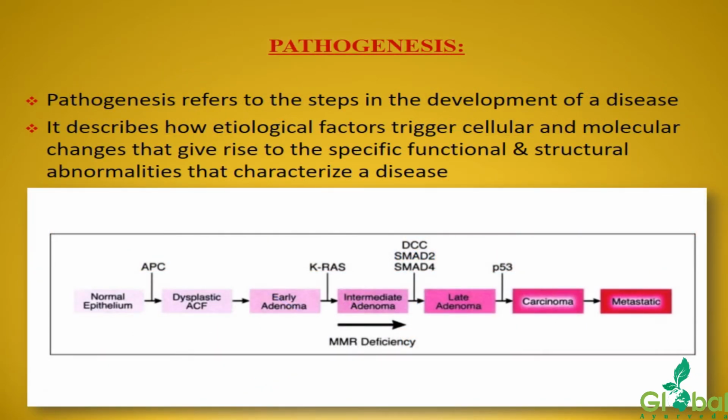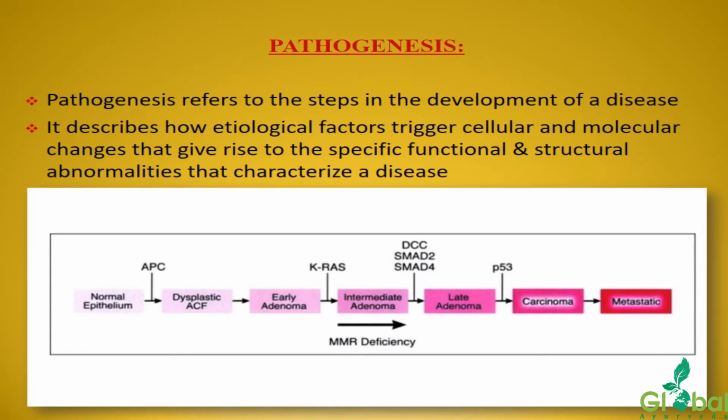Pathogenesis refers to the steps in the development of a disease. So complete development of a disease will happen in a stepwise manner, from the exposure to the causative factors till the manifestation of the complete signs and symptoms, or till the disease attains the complete stage of manifestation. The complete journey in between these two endpoints will be considered as pathogenesis.